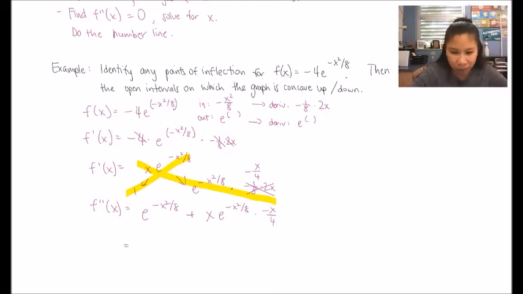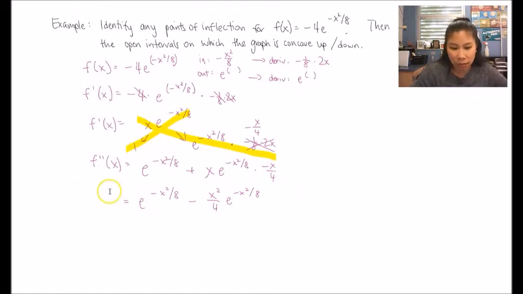Okay, let's simplify this out a little bit, because that x and the negative x over 4 at the end can multiply together to get negative x squared over 4 e to the negative x squared over 8 power. Okay, so there's my second derivative. Once we have that, we want to set this equal to 0 and solve for x.